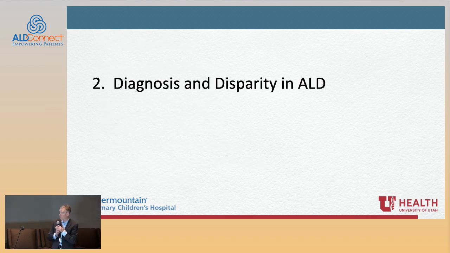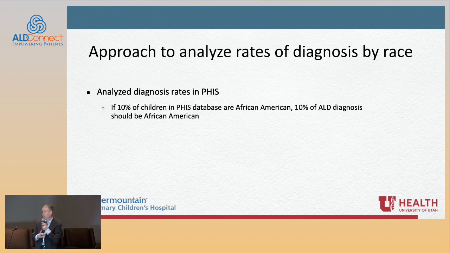One concern we've had is that if we want to help people, we have to make a diagnosis, and you can't give a treatment if you don't know who the patients are. A concern that's been hovering in the back of my mind is: are we accurately diagnosing patients? Are we making diagnoses regardless of what the presentation is? So I thought, let's take a look in the PHIS database.